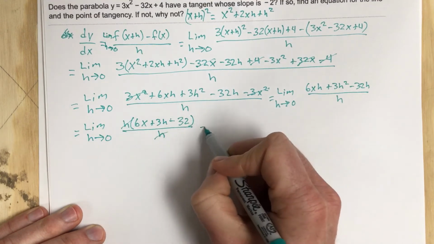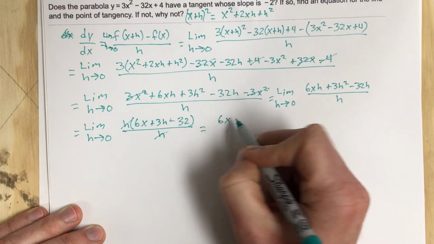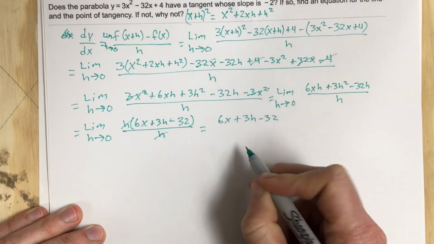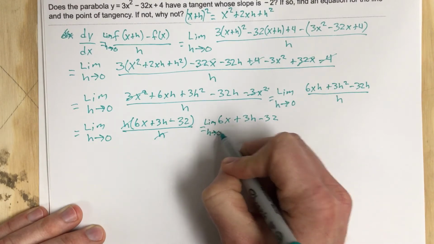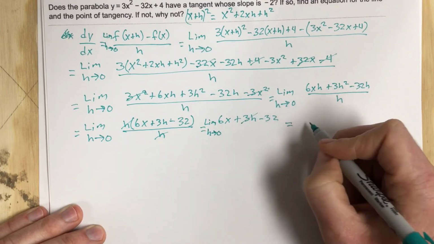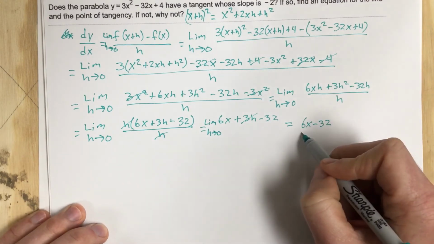The h is canceled, and you're left with 6x plus 3h minus 32, the limit as h approaches 0. When you plug 0 in, the 3h cancels, and you're left with 6x minus 32. This is the derivative.